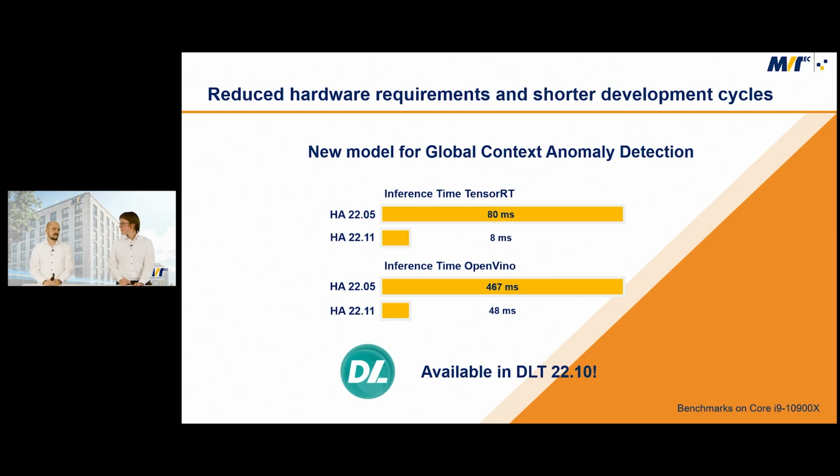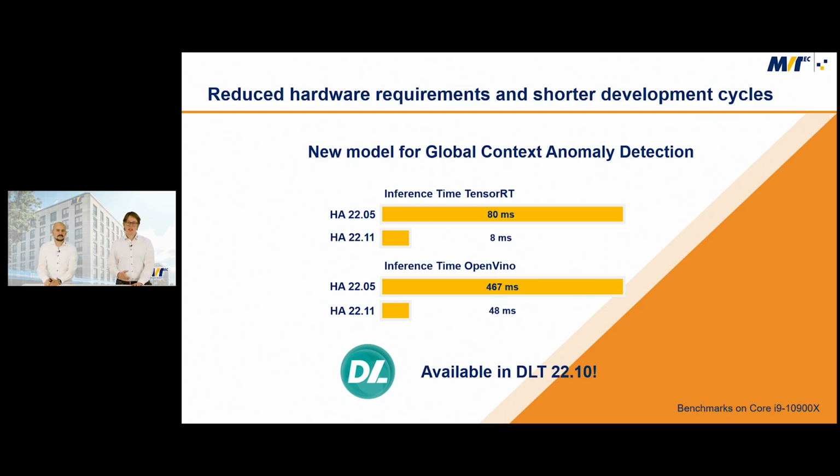One question now: if I train my global context anomaly detection with the new HALCON 22.11 model, which obviously is much faster than the one in 22.05, can I use it in 22.05 in case I have a machine already running on this version? Yes, you can. So a model trained with 22.11 is inferable on HALCON 22.05. So there should be no problem if you have a machine running on 22.05 and you train a new model with 22.11. Thank you.